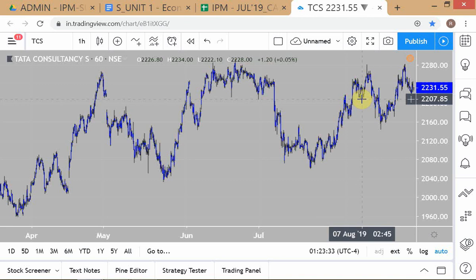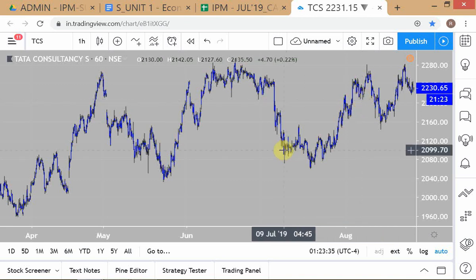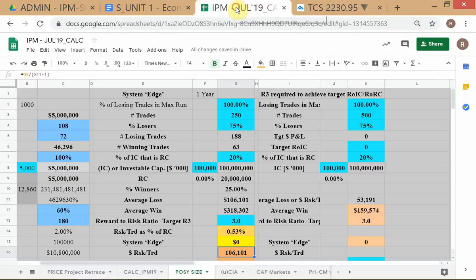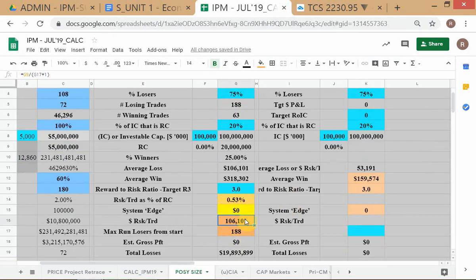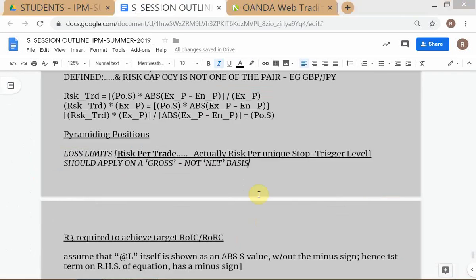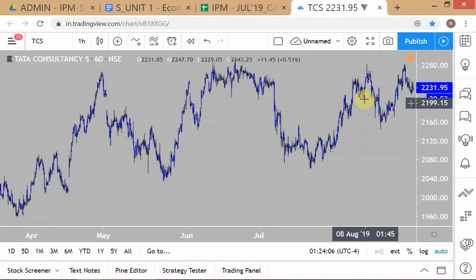In this case, there's actually a profit. You're locking in a profit. Now the point is that when I say that pyramiding should be done by applying the risk per trade concept on a gross basis, remember this short-term system, there is some risk per trade number which has come out of this kind of calculation, and let's say it's $106,000. You came out with a risk per trade number. That risk per trade number is a risk per unique stop level for that system.